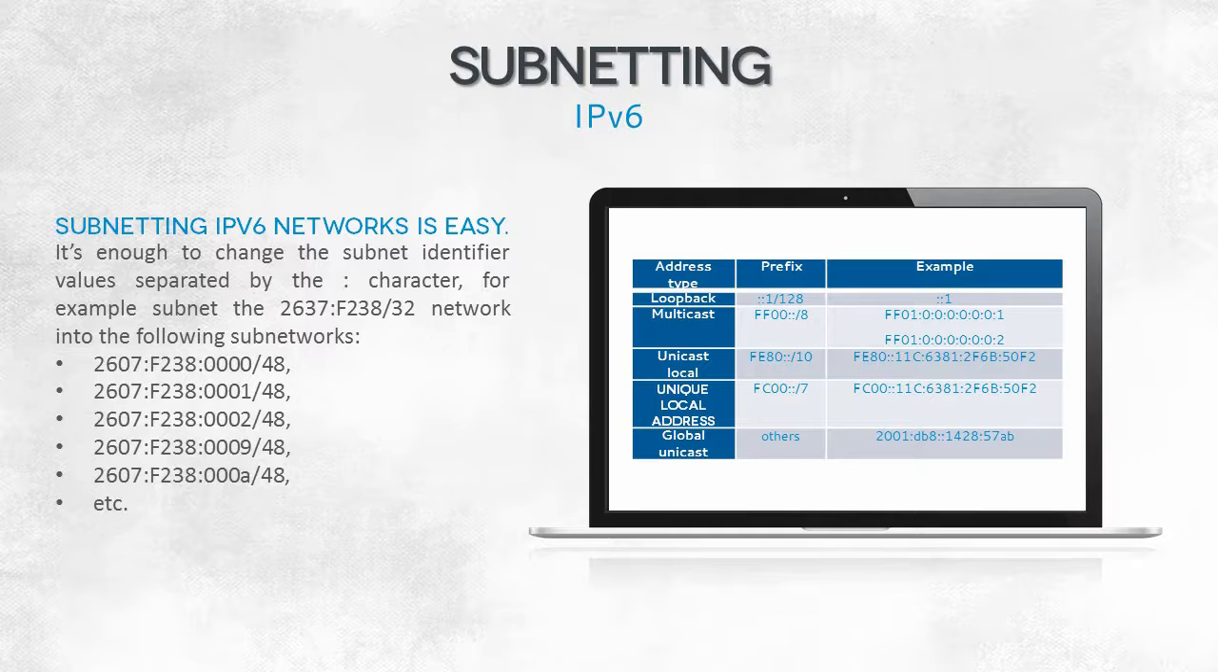To divide a network into subnets, you only need to adjust these bits, typing, for example, 0000, then 0001, and so on. Subnetting in IP version 6 is much simpler than it was before.